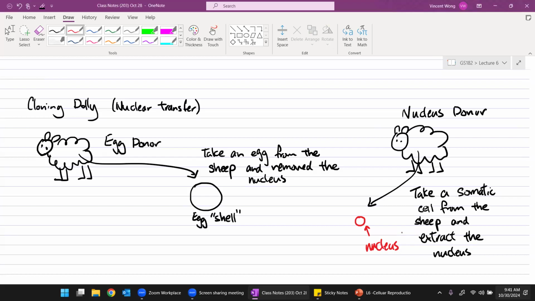And for those of you who wonder how that happens, they literally do it under the microscope. They inject it into it. You can find YouTube videos of that. You've probably seen it in movies or something like that. That's how people do in vitro fertilization. Anyways, so then the nucleus is going to go into the eggshell.